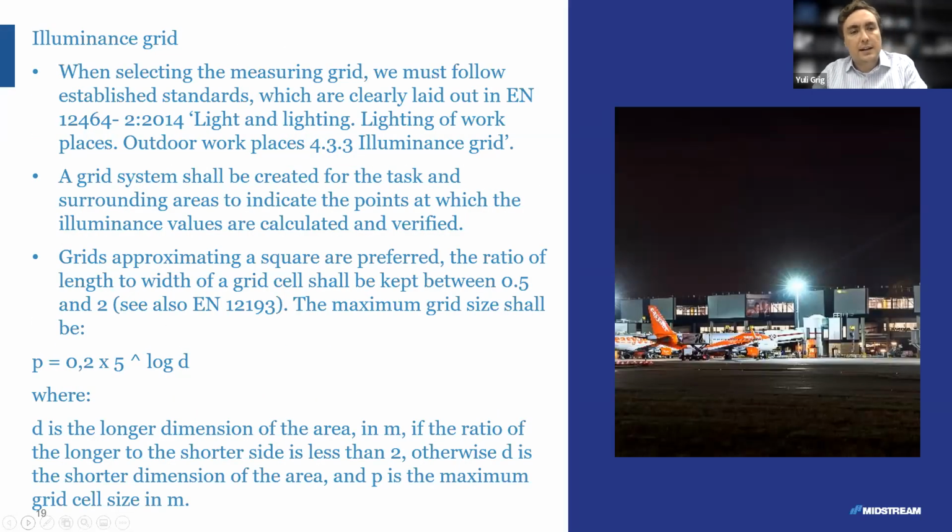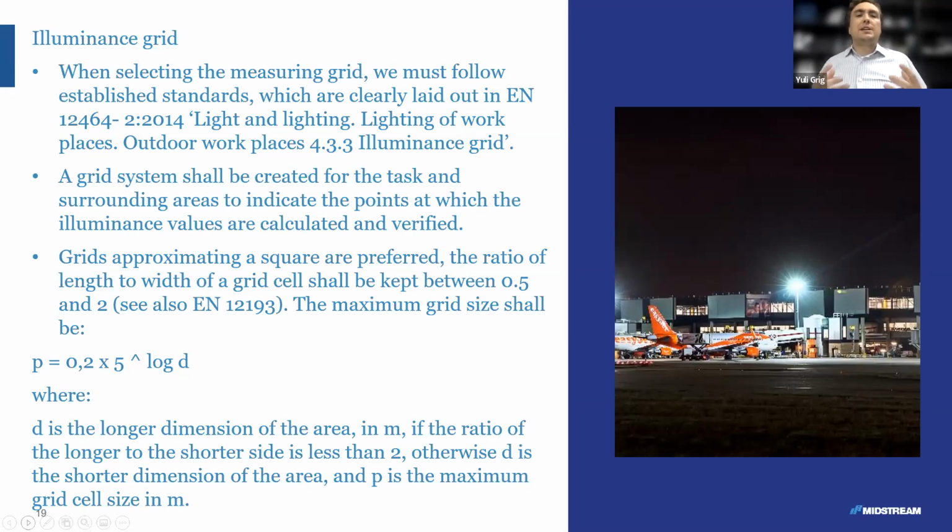Then we have to select our illuminance grid. Okay, and the next few slides will show how we do that. But basically, it's not willy-nilly. We don't just decide how we do it because that's how we feel. We do follow a standard. And this standard is clearly laid out again in outdoor workplaces, European Normative 12464, under the section Illuminance Grid. Okay, and the grid system should be created for this task specifically and the surrounding areas to indicate the points at which the illuminance values are calculated and then verified.